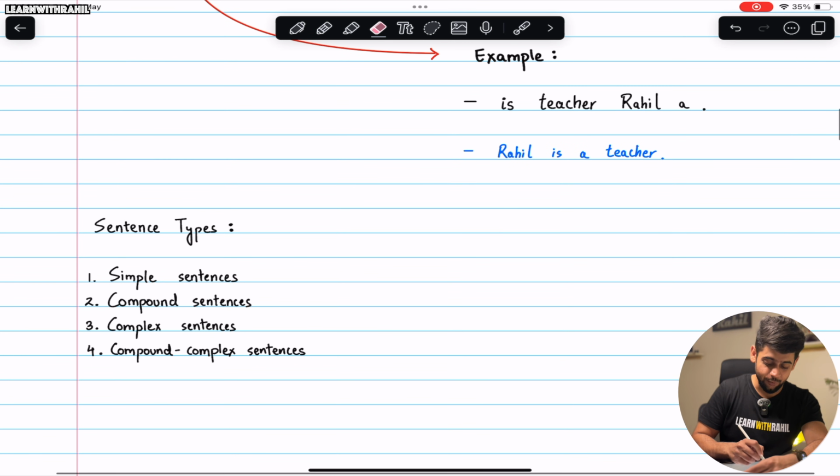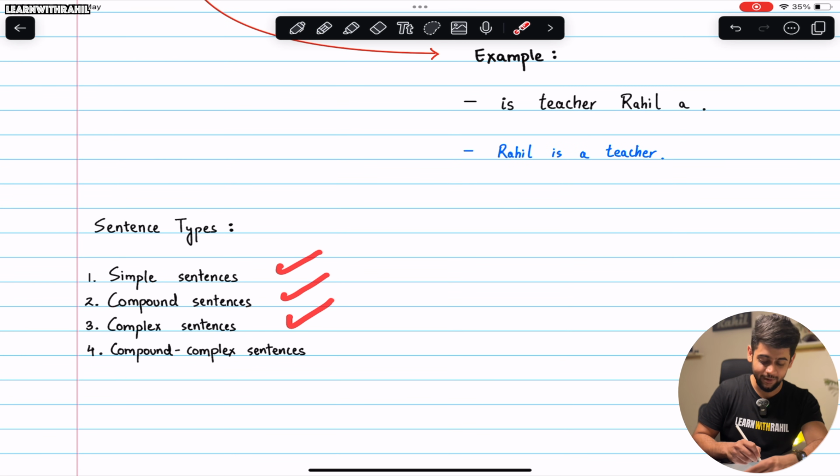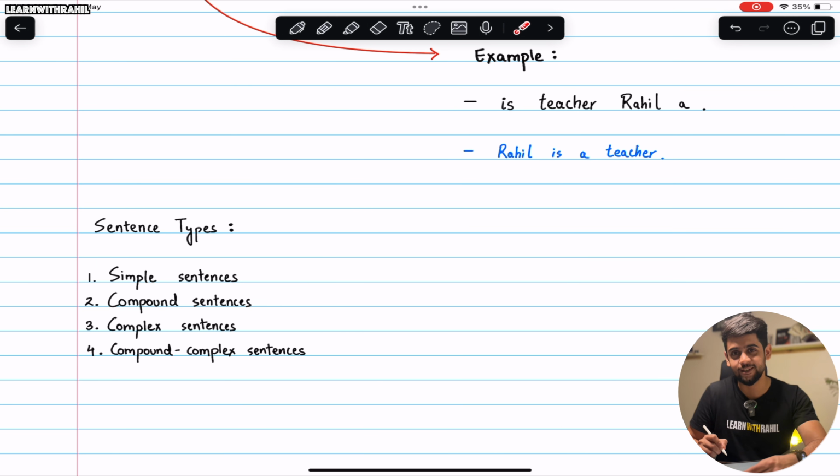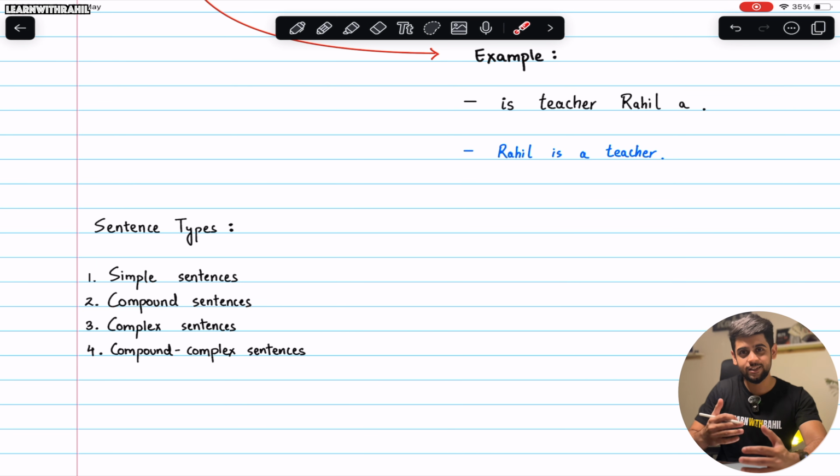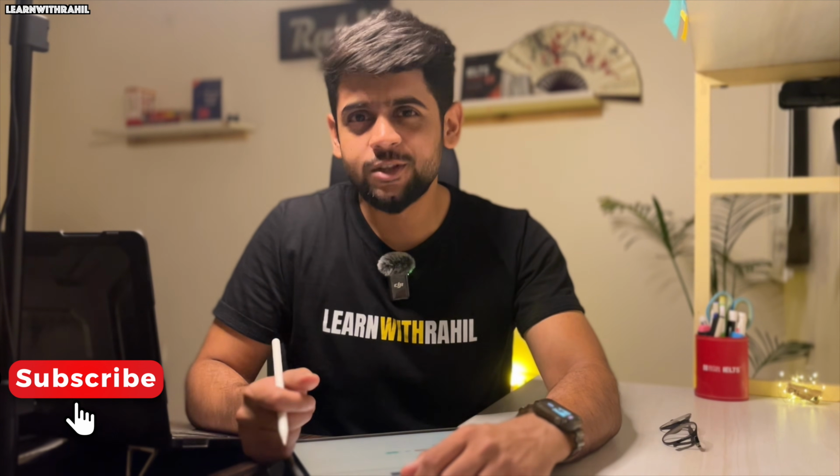Let me also tell you one more interesting thing. You cannot make a sentence without a verb. A verb is like the backbone of the sentence. Alright, now let us quickly understand what are the different sentence types. There are basically 4 types of sentences. We have got simple sentences, compound sentences, complex sentences, and compound-complex sentences. Now we're going to understand each sentence in detail individually. Let's begin with simple sentences.